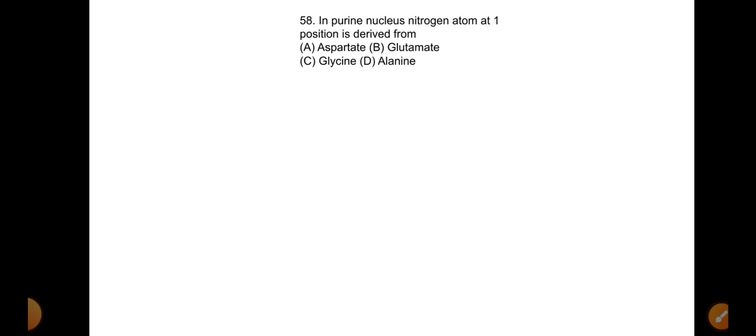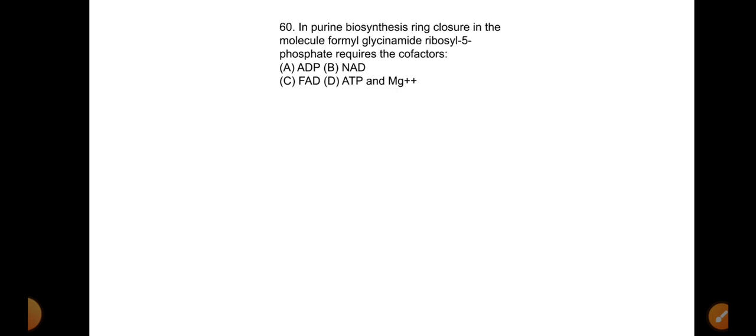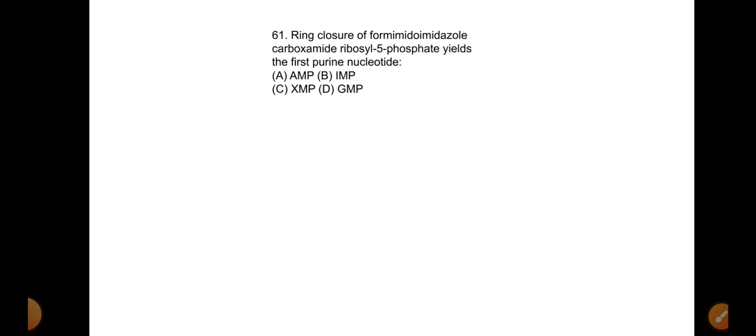58. In purine nucleus, nitrogen atom at one position is derived from. 59. The key substance in the synthesis of purine, phosphoribosyl pyrophosphate, is formed by. 60th question. In purine biosynthesis, ring closure in the molecule formylglycinamide ribosyl 5-phosphate requires the cofactors. Very nice question. Ring closure of formamidoimidazole carboxamide ribosyl 5-phosphate yields the first purine nucleotide, IMP.